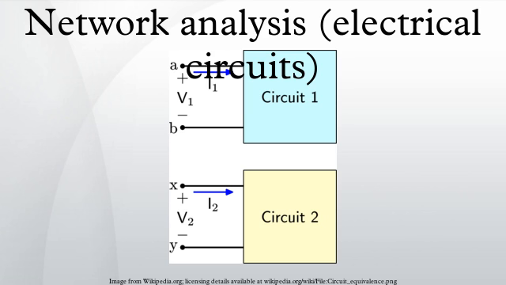Mesh analysis. A mesh is a loop that does not contain an inner loop. 1. Count the number of window panes in the circuit. Assign a mesh current to each window pane. 2. Write a KVL equation for every mesh whose current is unknown. 3. Solve the resulting equations.